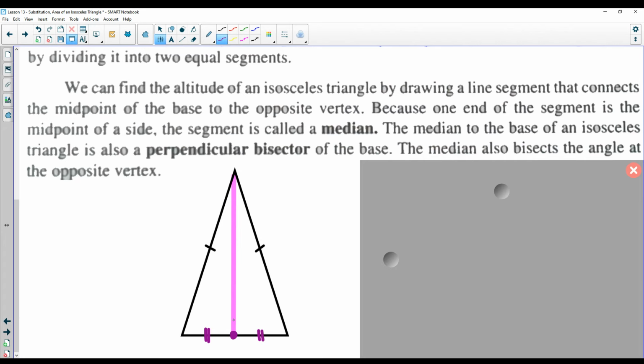And this pink line here, guys, this is called a median. This is a special vocab word. The median of a triangle connects the midpoint of a side to its opposite vertex. So when you have an isosceles triangle, this median is also a perpendicular bisector of the base. Okay, so it bisects the base into two equal pieces, and the median also bisects the angle at the opposite vertex. So it's also going to give me two congruent angles up here. Okay, and we might use that at another time. So that's the structure of this isosceles triangle.